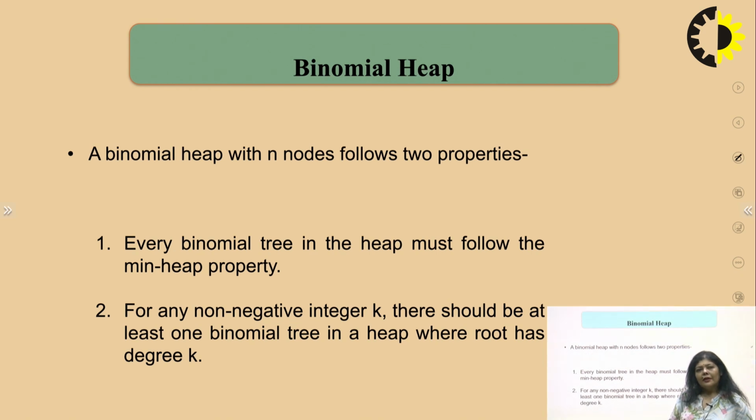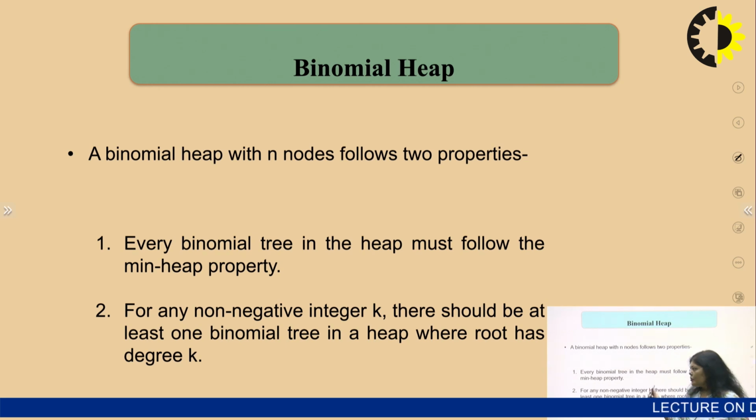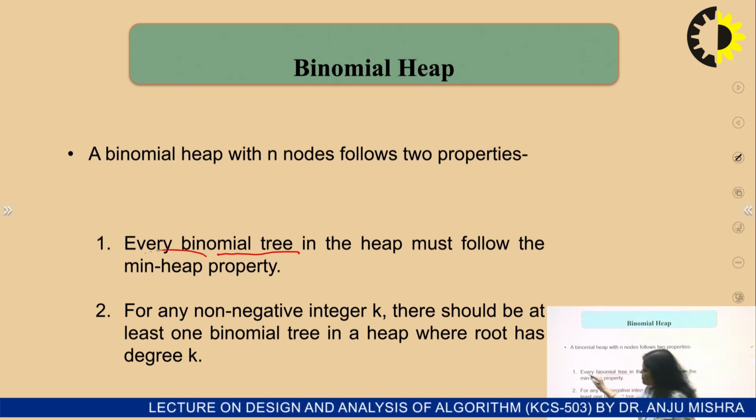Now let us come to the point of creating a binomial heap. If I want to create a binomial heap with n nodes, the binomial heap should satisfy these two properties. We already know that a binomial heap is created by collecting together binomial trees, and the first property of a binomial heap says that every such binomial tree in the heap data structure must satisfy the minimum heap property.